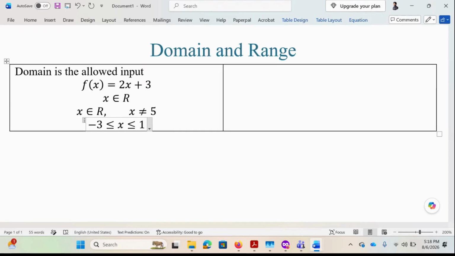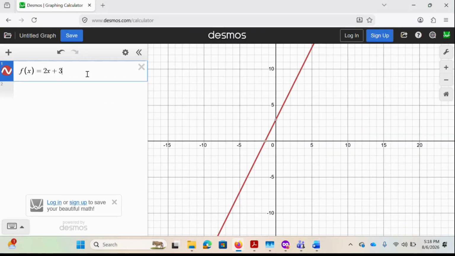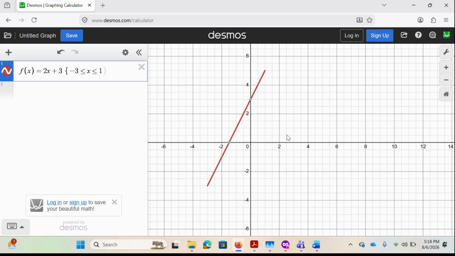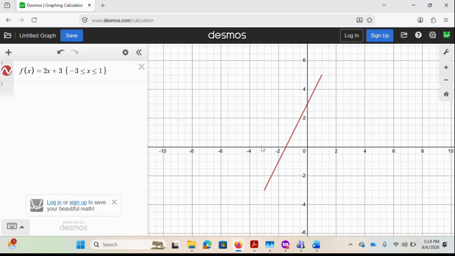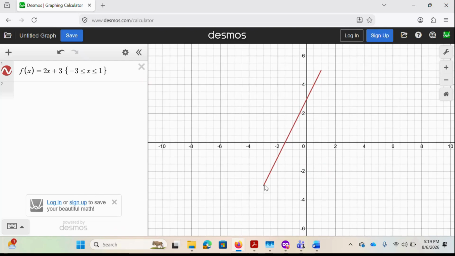Now x can take values between negative 3 and 1. I'll give you an example of this as well. In this case, if we write negative 3 and 1, what does it do? Does it give me infinite graphs now? It gives me limited graphs. I'm only allowing these inputs from negative 3 to 1, and it is only giving me possible outputs on these inputs from negative 3 till positive 1. Is this clear or not? This is another way of specifying the domain.